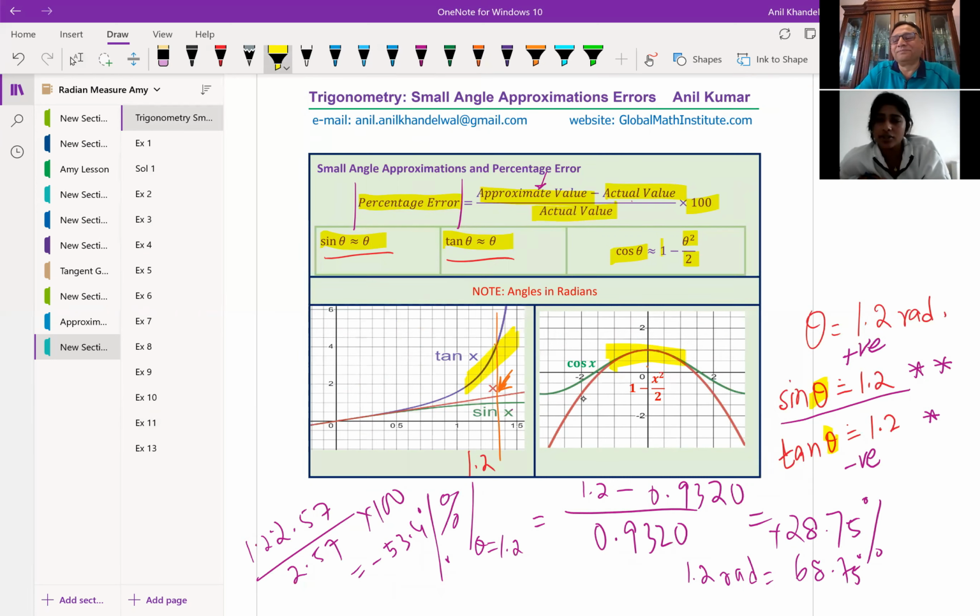Would there ever be a question where they give you an angle and ask you to get it so close to cos, tan, or sine? Or do they always tell you which one they want? They will tell you which one, correct?